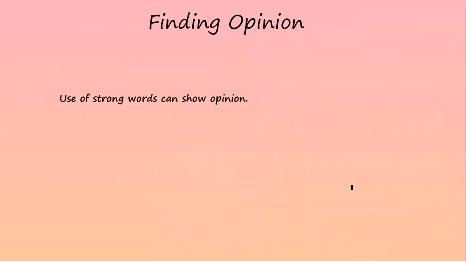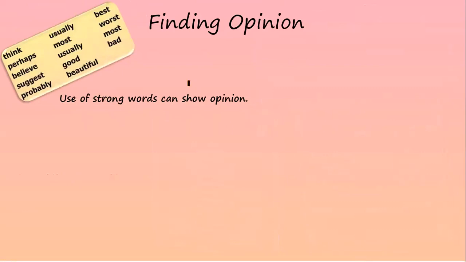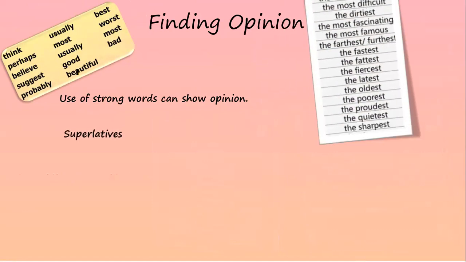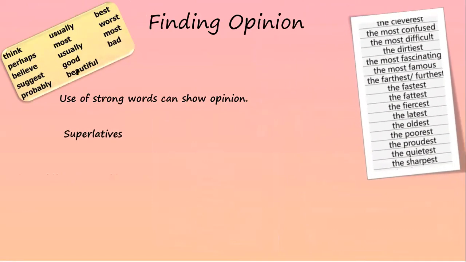Use of strong words can also reflect some opinion of the writer, like these words: mostly, usually, worst, most, bad. They are such strong words that when they are used, they are mostly showing an opinion. Use of superlatives is also a hint that the writer is giving his opinion. So these are the superlatives: the most difficult, the dirtiest, the fattest, the oldest, the poorest. So these superlatives are also taken as strong words. They will also bring an opinion into the sentence.